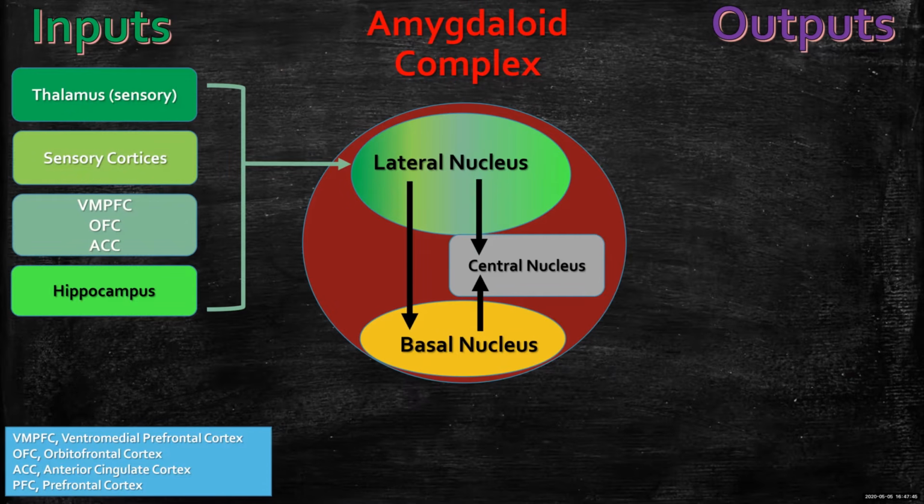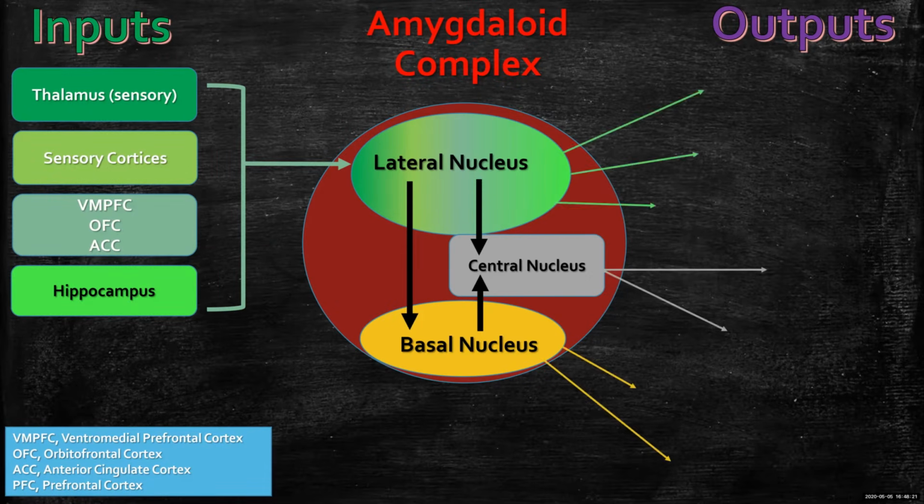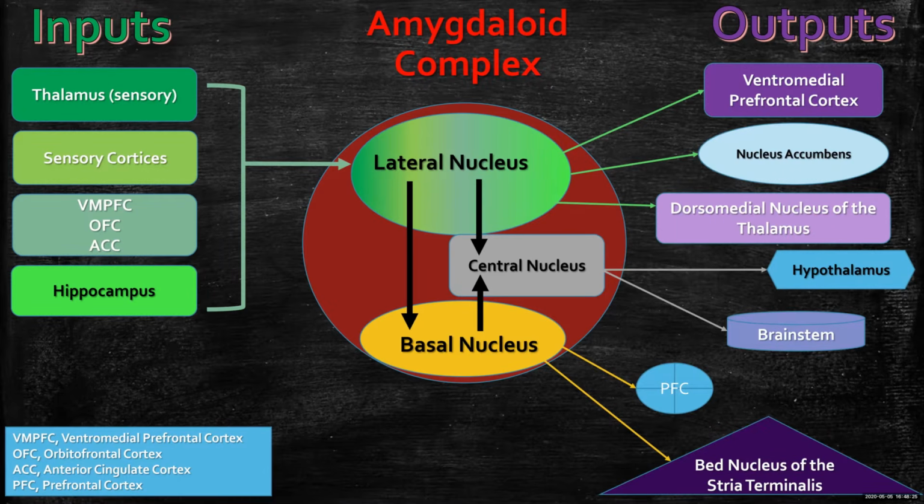The hippocampus, a very important structure in memory, also sends signals to the amygdala. All of these structures send their signals to the lateral nucleus. From the lateral nucleus, the signal is transmitted to the basal nucleus and/or the central nucleus. And the central nucleus is the primary output pathway in the fight or flight response. Now, that doesn't mean that it's the only output pathway, but the central nucleus is highly connected to the hypothalamus and the brainstem. The hypothalamus and the brainstem are both very much involved in the autonomic responses that are associated with the fight or flight response.